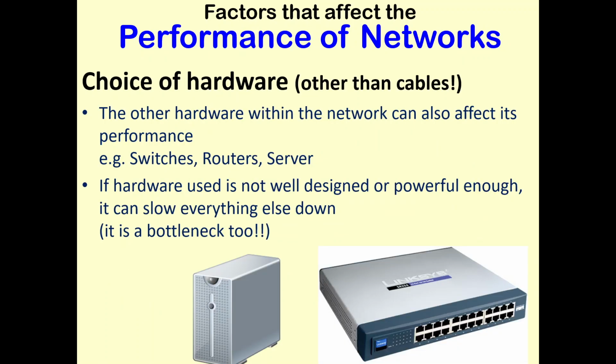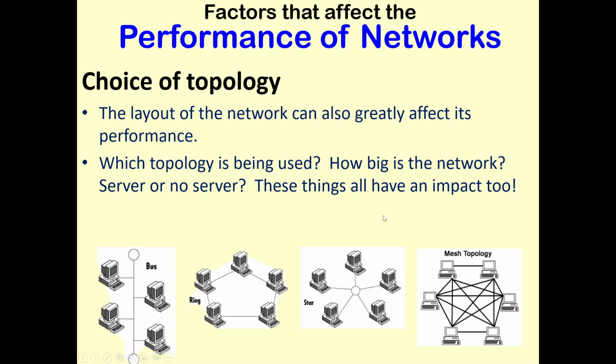The choice of hardware that's used. Sometimes the different devices used in the network can affect the performance of the network. If it's old hardware or a slow server, it can affect the performance. The topology, the layout of the network. We talked about these in the past as well. For example, a star would be better than a ring network, or a mesh might be better than a star, depending on what it's being used for. The layout of the network.